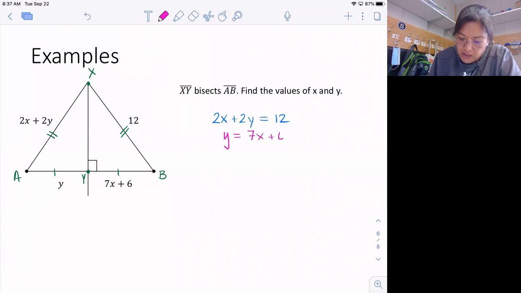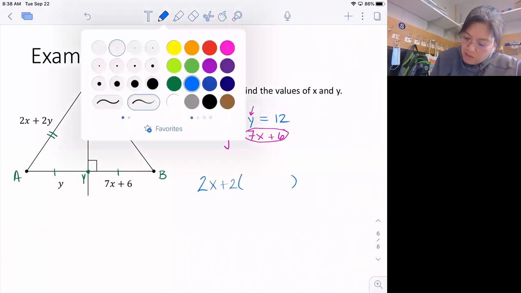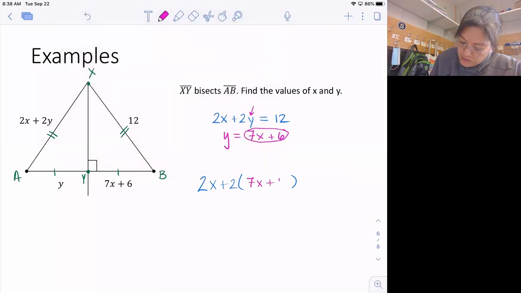And then we are going to compare AY and YB, and that's going to give me y is equal to 7x plus 6. Now, again, hopefully you guys have paid attention in geometry class because this is a system of equations. What method might be the best one to solve this one? You're right if you said substitution. So we're going to go ahead and substitute. Remember, that means I'm going to take the 7x plus 6 and put it in for y. So I'm going to keep my 2x plus 2, but instead of times y, I'm going to replace that with 7x plus 6 equals 12.